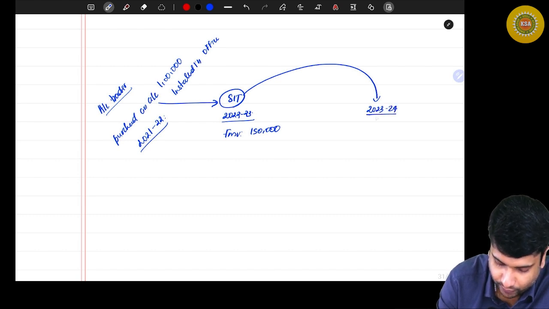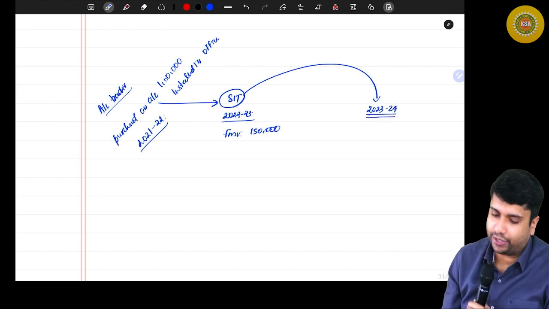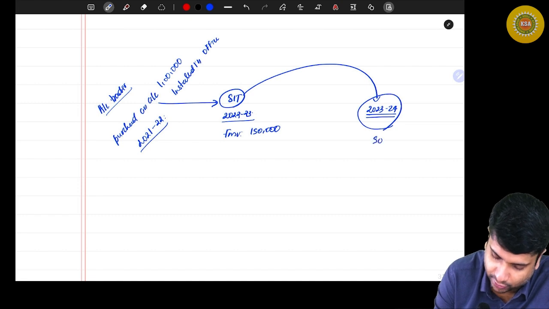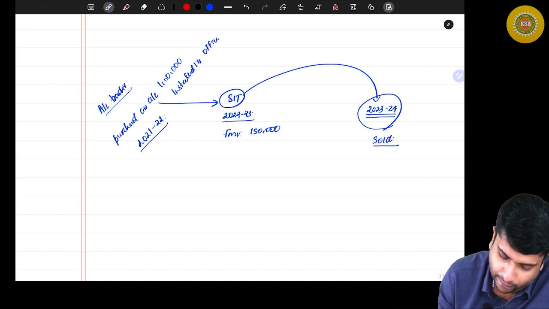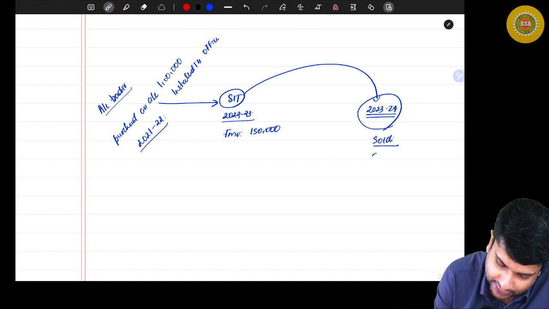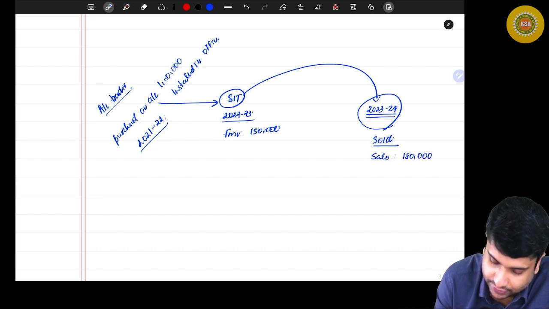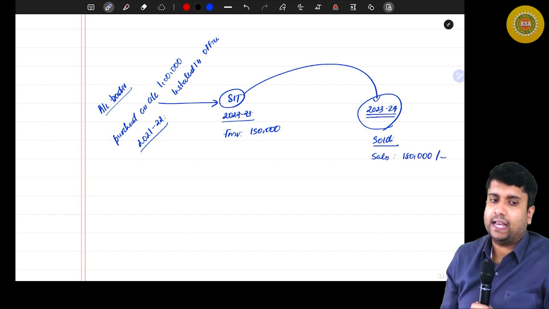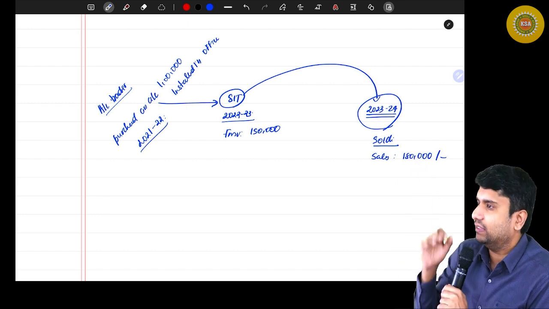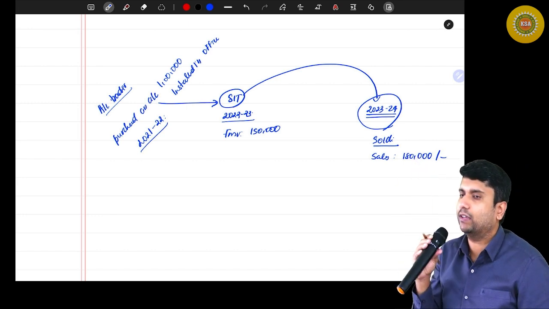Thereafter, in 2023-24, I sold that stock in trade, and the sales happened at 1,80,000. For the time being, forget about the depreciation of that AC.